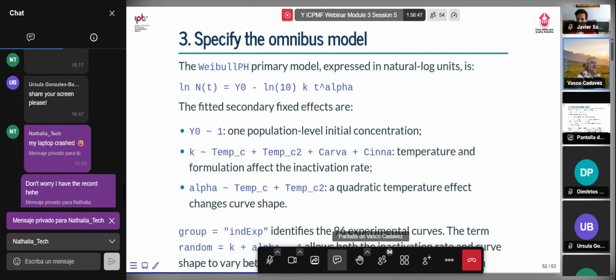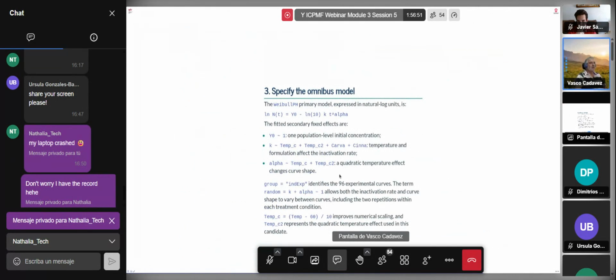Okay, Ursula already explained this, so I will just make it smaller in order to see. This is the model. Okay, I will test the model with the initial value at population level in the initial concentration, and then we will make the K parameter depend on temperature squared, PredmicroR, and cinnamaldehyde, and also the alpha parameter will be affected by the temperature and the temperature squared.